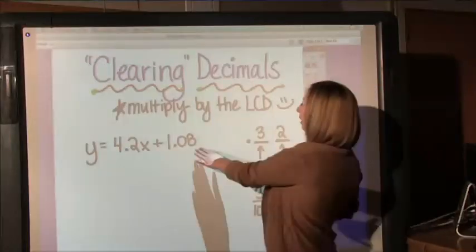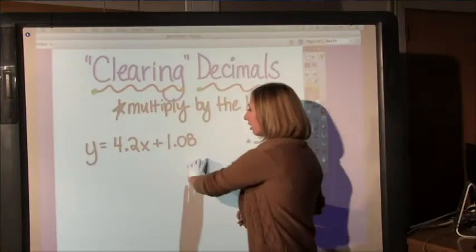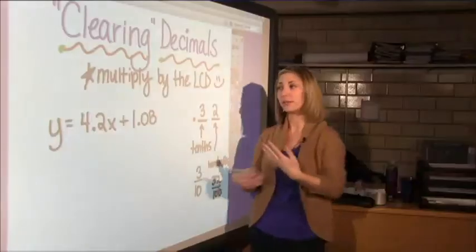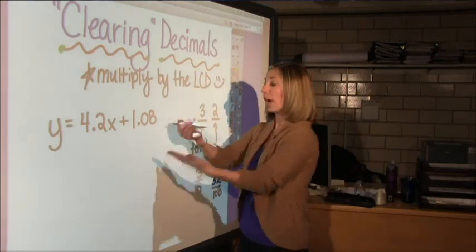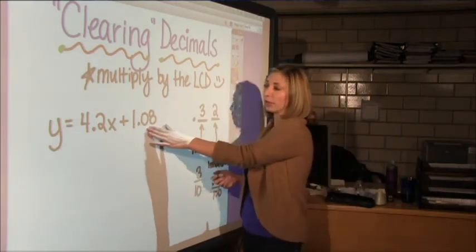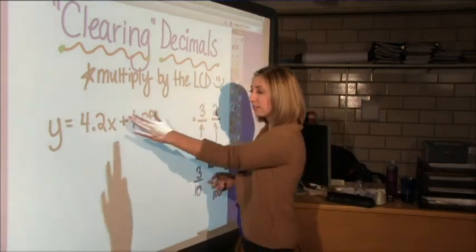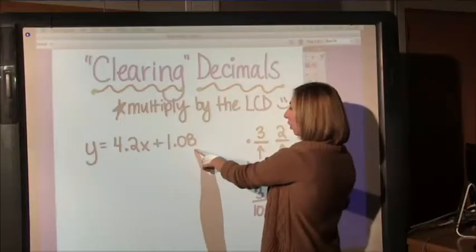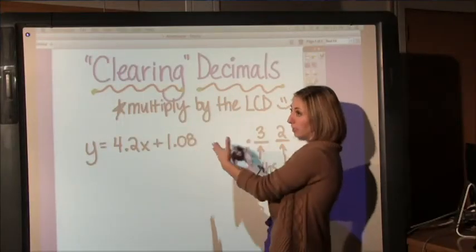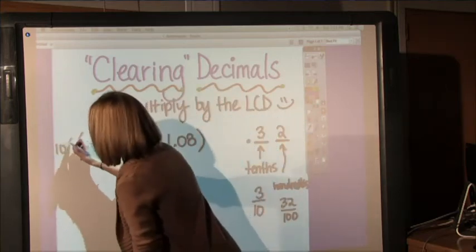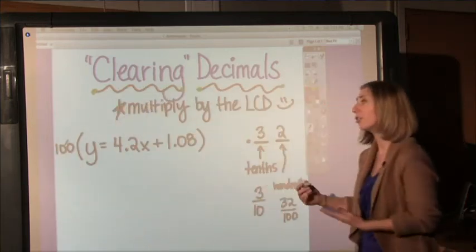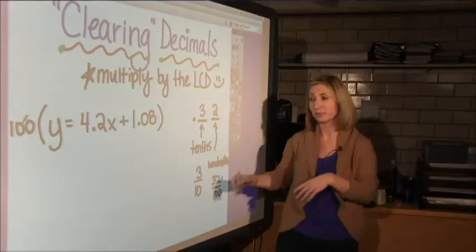So whenever you're thinking of your least common denominator for your equation to get rid of these decimals, you want to look at the least place value that you have here. Here we have tenths, here we have hundredths. So our common denominator is going to be 100. That means we're going to multiply our entire equation by 100, and that will clear our decimals.